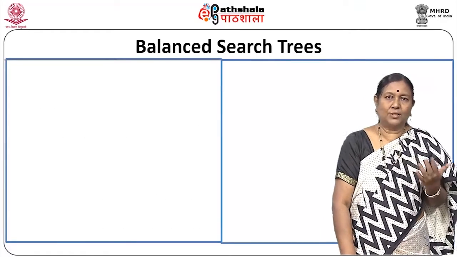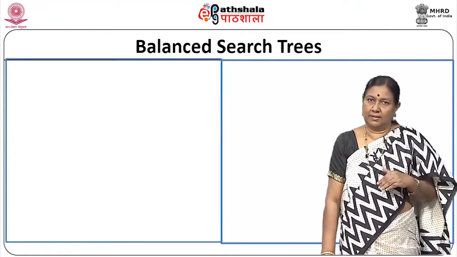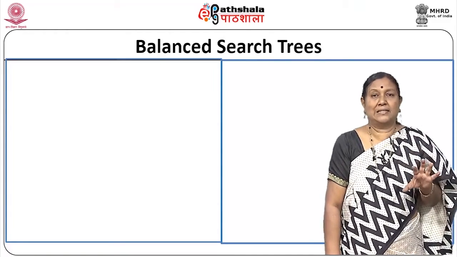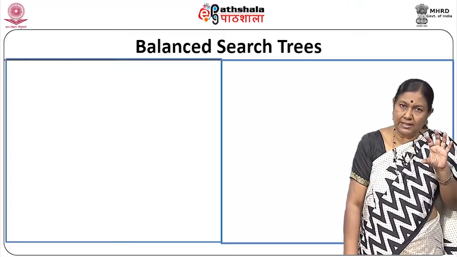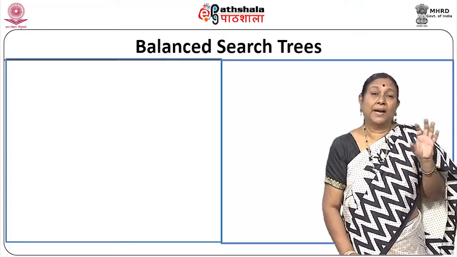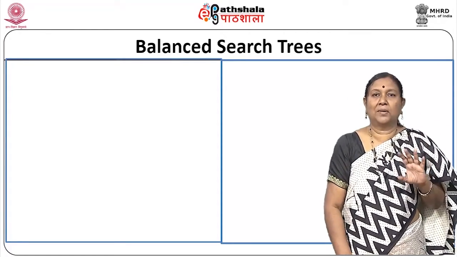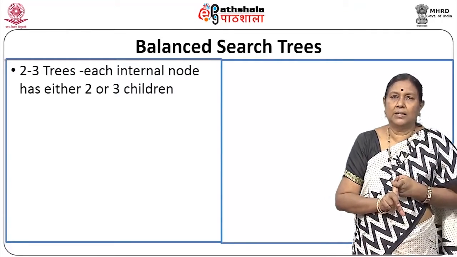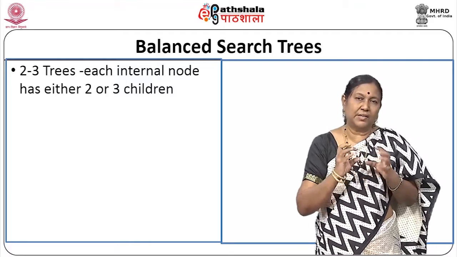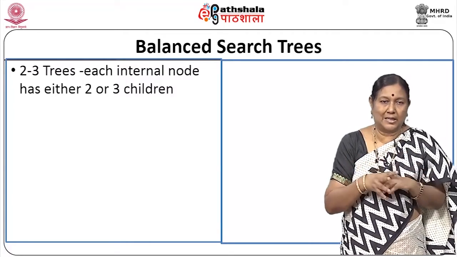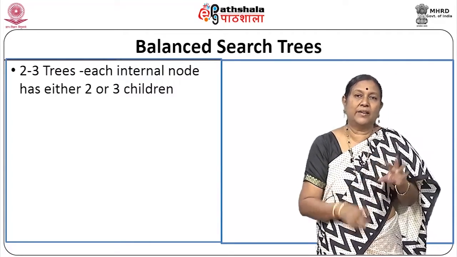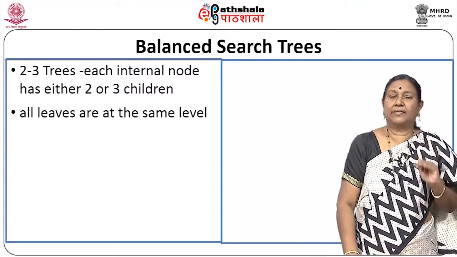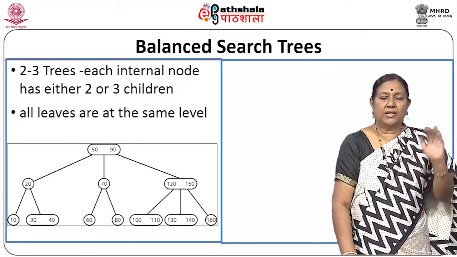Let us go back to balanced search trees. In the previous 4-5 modules we had spoken about balanced search trees, but specifically about balanced binary search trees. Here we are not talking about binary search trees. So, in 2-3 trees, look at the difference, we are talking about something called an internal node and an external node. Each internal node can have 2 or 3 children, and all leaves are at the same level.